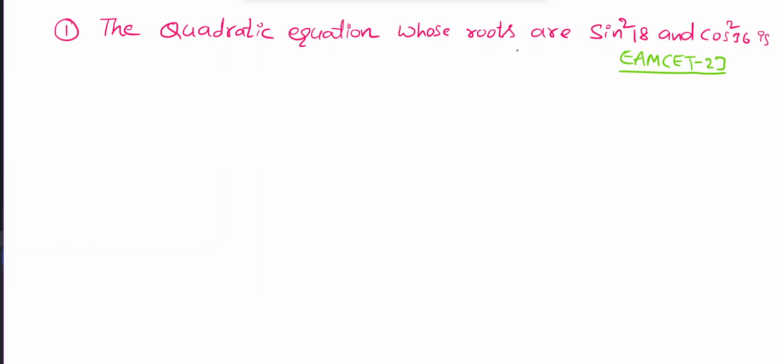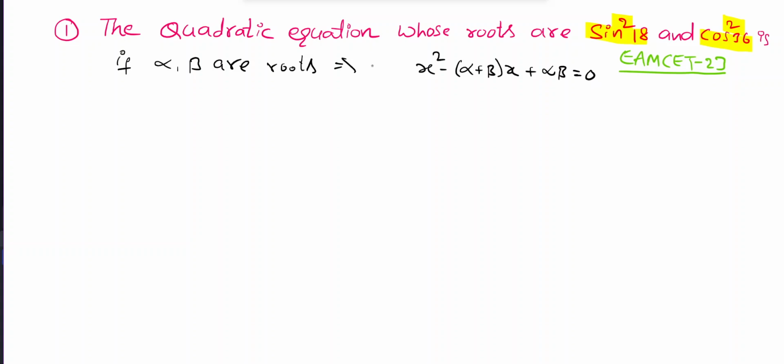This is the first question from quadratic equations. Here is given the quadratic equation whose roots are sin square 18 and cos square 36. So here the formula: if alpha, beta are the roots, then the quadratic equation is x square minus (alpha plus beta) into x plus alpha beta is equal to 0. Here alpha is given, that is sin square 18, and beta is given, this is cos square 36.